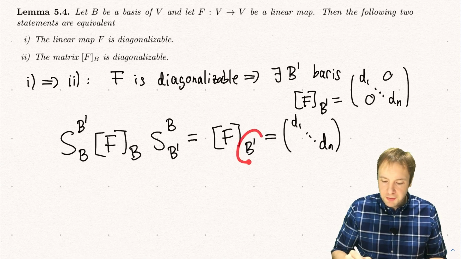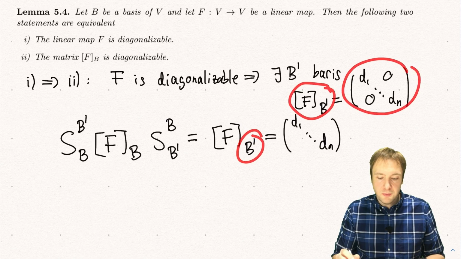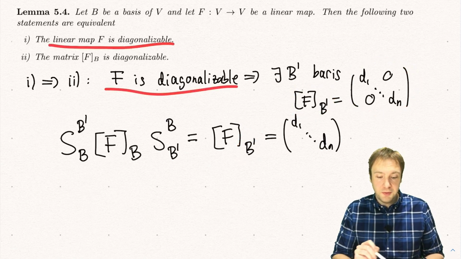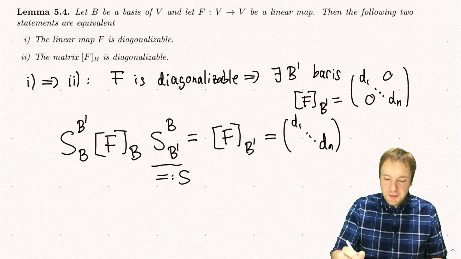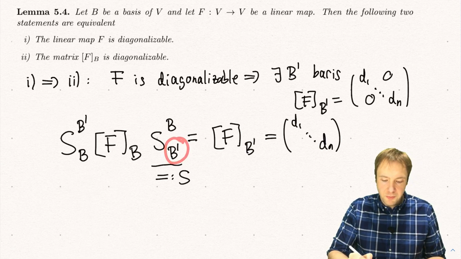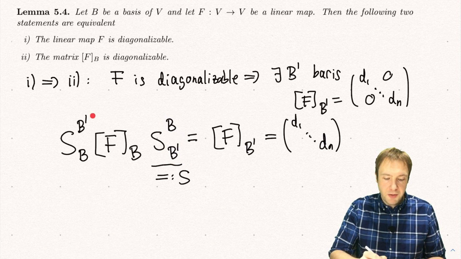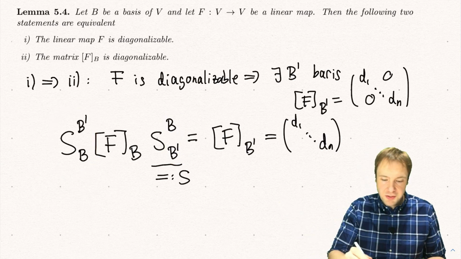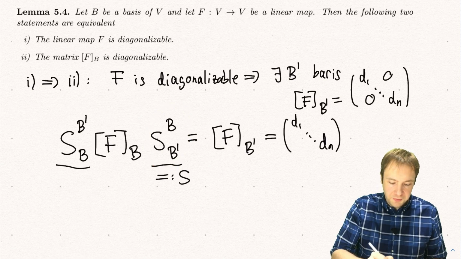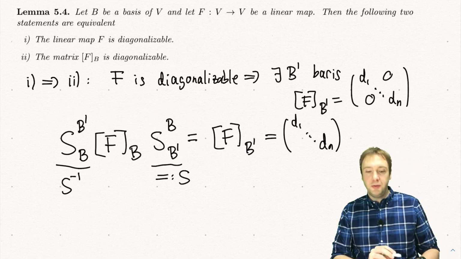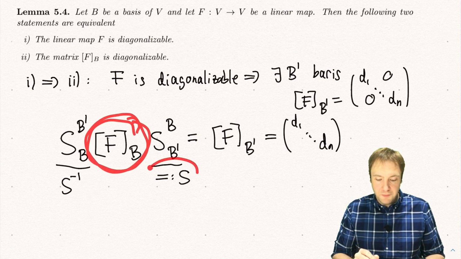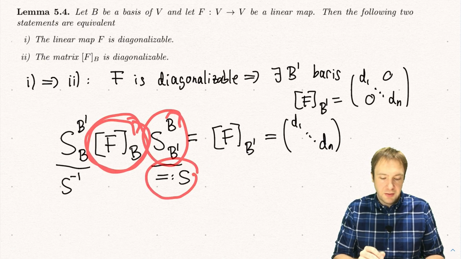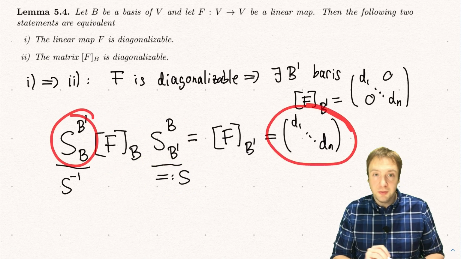Because B prime is a basis such that F has a diagonal form, which existed because we assume F is diagonalizable. But now I can just say, okay, this I take as my matrix S. And then we also learned that for the change of basis matrix from B prime to B, the inverse of this matrix is the change of basis in the other direction. So if I call this matrix S, then this matrix is exactly S inverse. And therefore this matrix is diagonalizable because we can find the matrix S. If I multiply it from the right and the inverse from the left, I can bring it into a diagonal form.